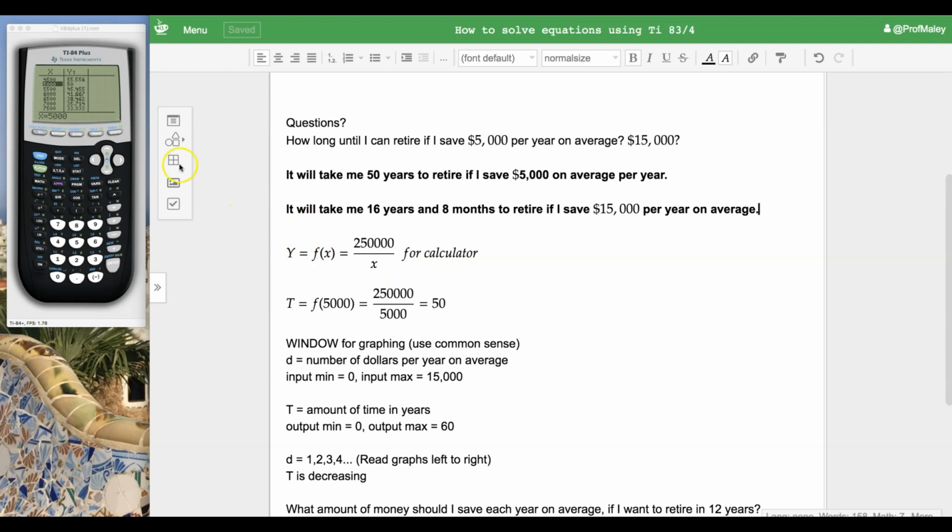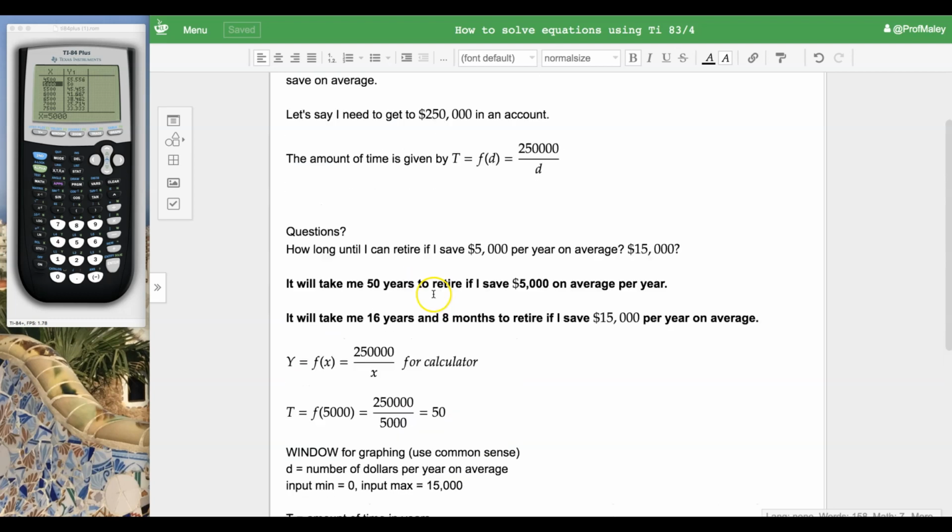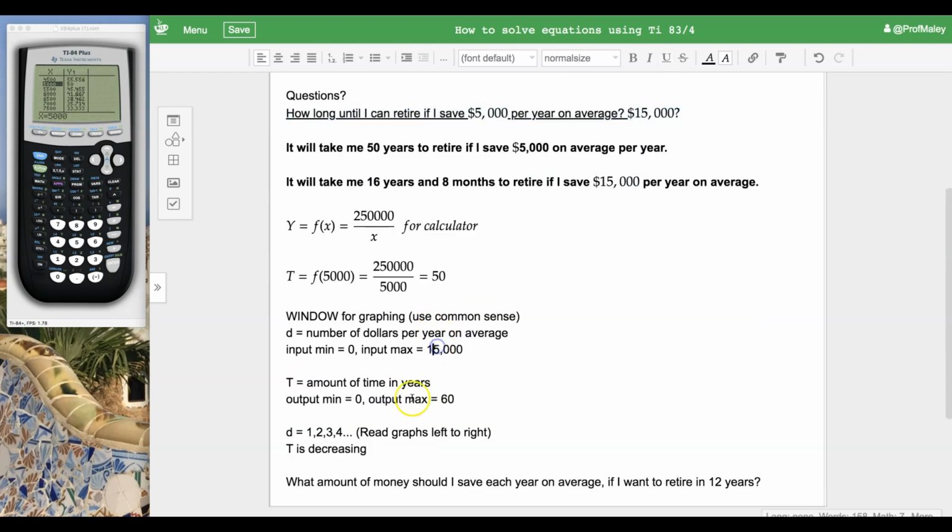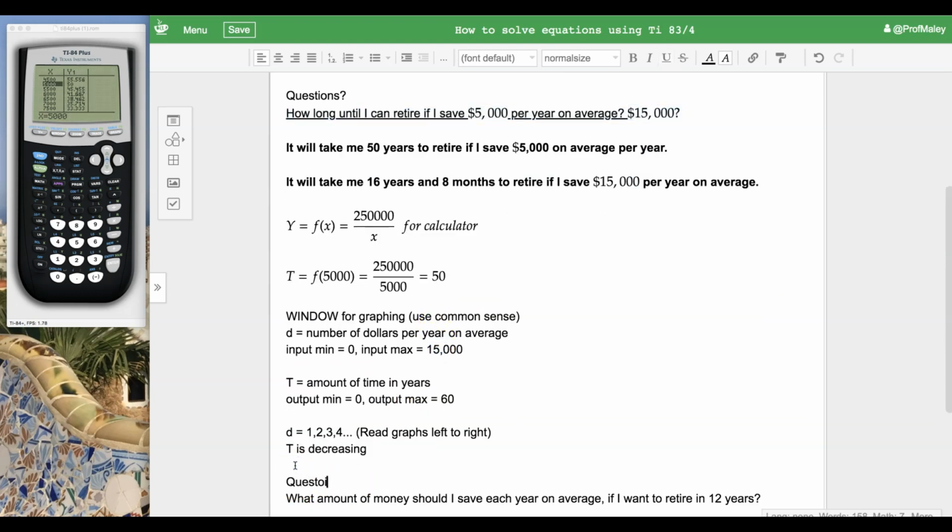So we've looked at graphing, we've looked at a table, but this can only answer kind of this question here. But my second question is a little bit more interesting. What amount of money should I save each year on average if I want to retire in 12 years? So this is a bit different.